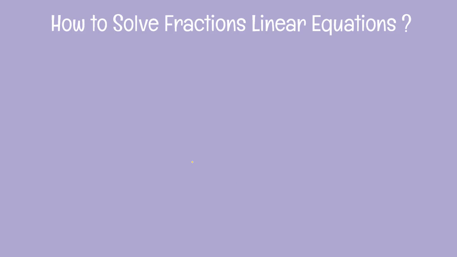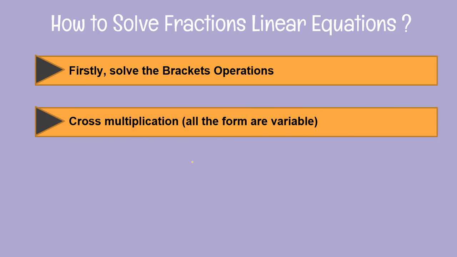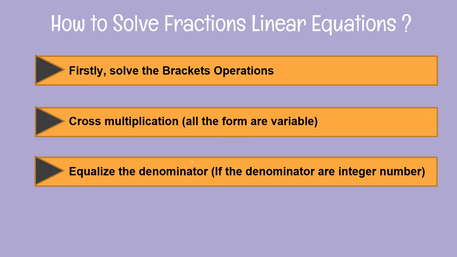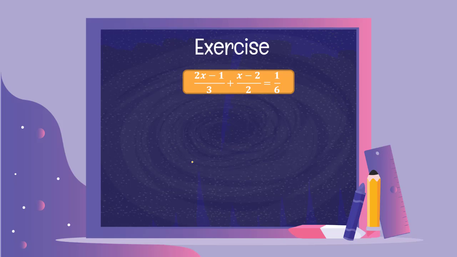Basically, it seems like an integer linear equation. There are a few steps. Firstly, you have to solve the bracket operation first, and you can do a cross multiplication if all of the forms are variable. And you can equalize the denominator if the denominators are integer numbers, and the last is also the same: arrange the variables in order. Let's do an exercise together.